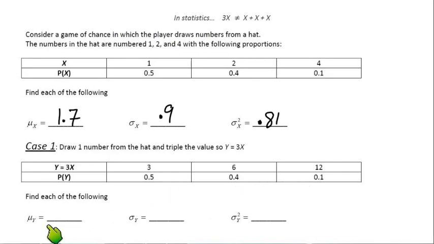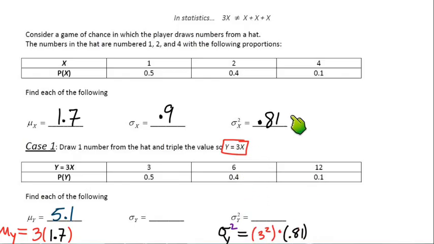So the new mean would just be 3 times the old mean. So 3 times 1.7 is 5.1. The new variance, well, we would just take the old variance and multiply it by, well, not 3, but 3 squared. So 3 squared times our old variance of 0.81, which gives us 7.29 for our new variance. And then for the standard deviation, we would just take the square root of this number, or, as far as the formula is concerned, the square root of 0.81 is 0.9, and the square root of 3 squared is 3. So 3 times the old standard deviation gives us 2.7.